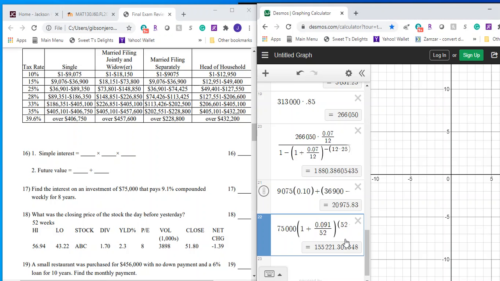75,000. Okay. 1 plus 0.091, 52. Okay. So our future value would be $155,221.30.